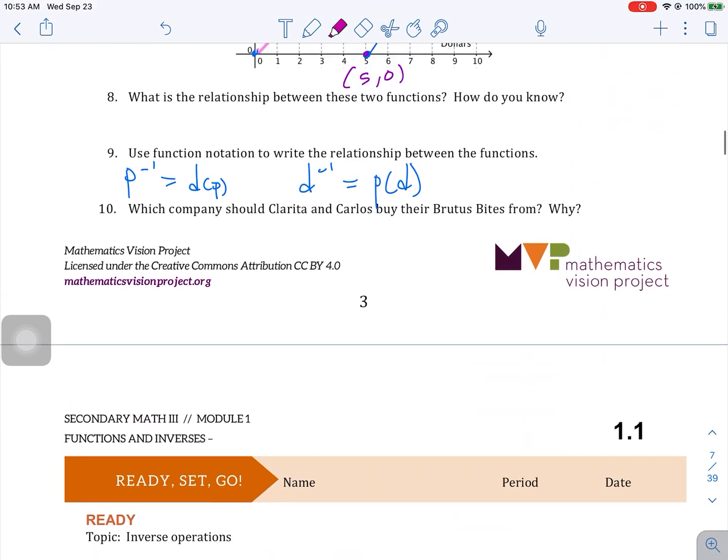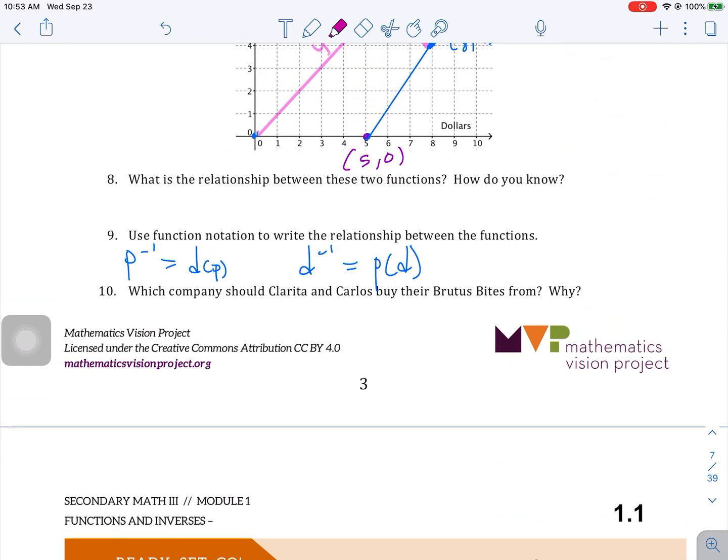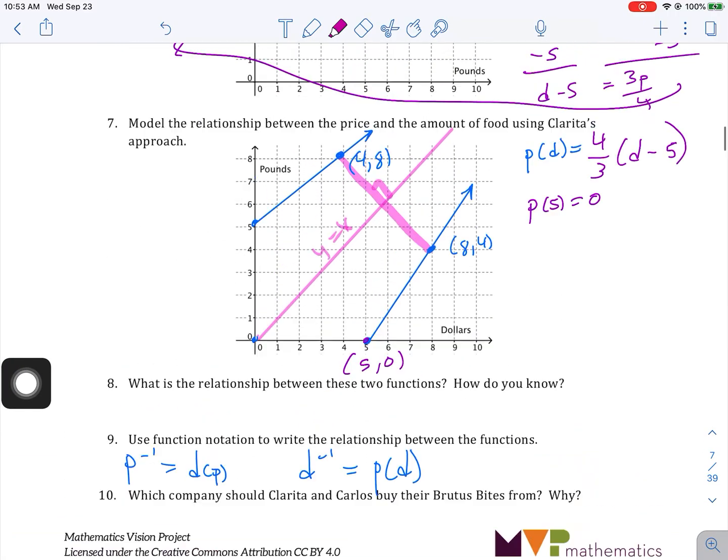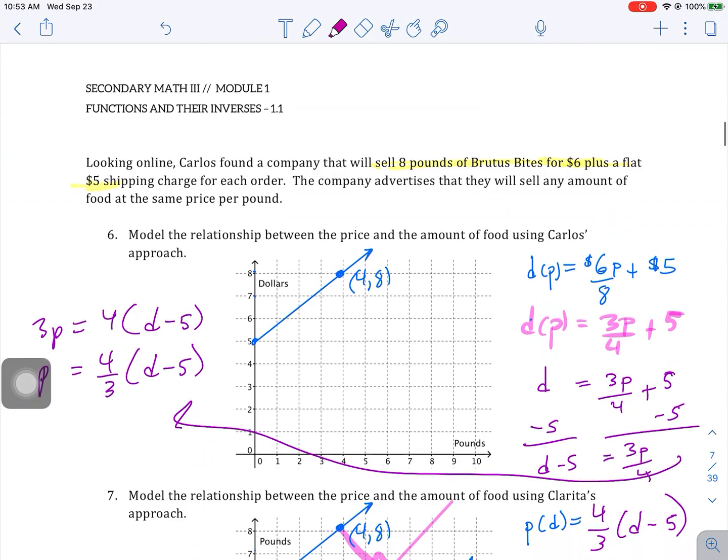Some cool stuff there. All right, and use function notation to write the relationship between the functions. So p inverse is the same as d of p. D inverse is the same as p of d. One's the input, one's the output.